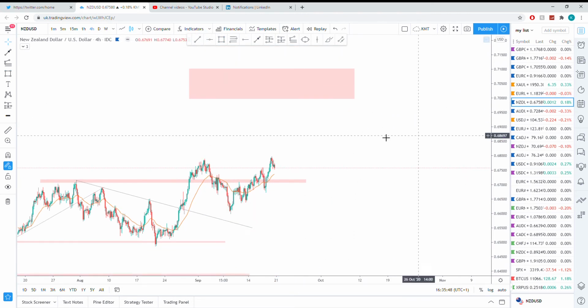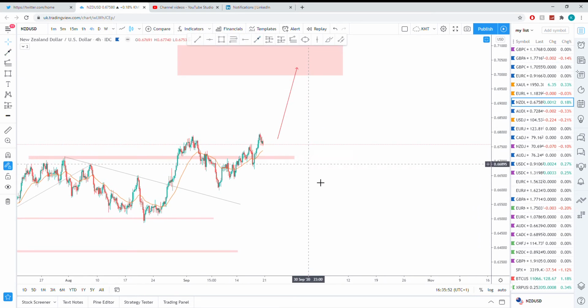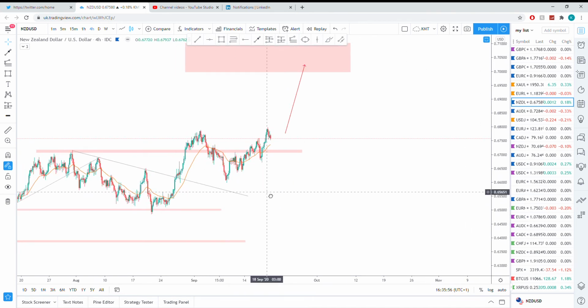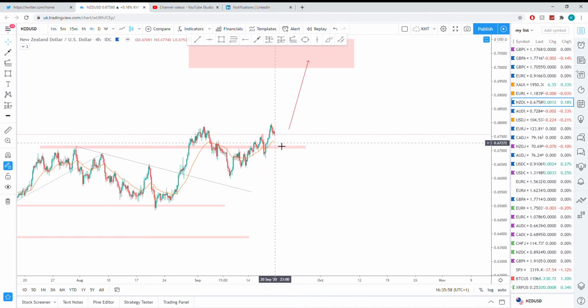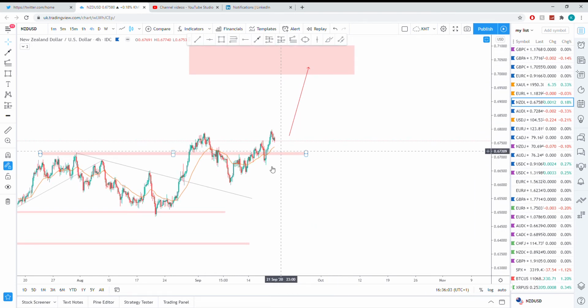If we could aim into this region, we could start to see weakness here. So again, make sure you're picking the best opportunities to buy from. But in terms of targets and projections, I'm looking to see if price can get into this area and see if we can continue this momentum up.